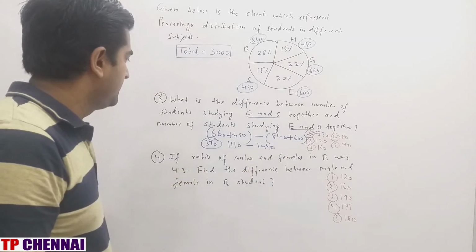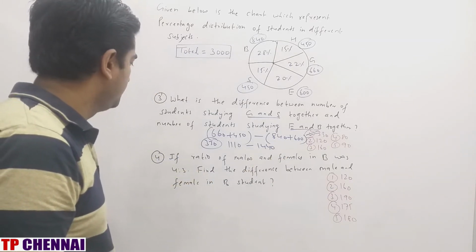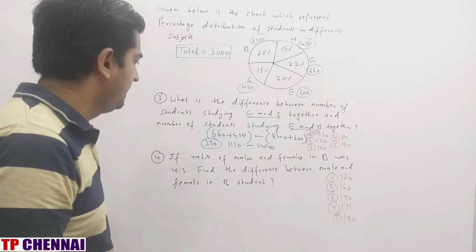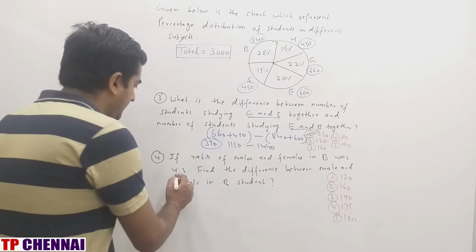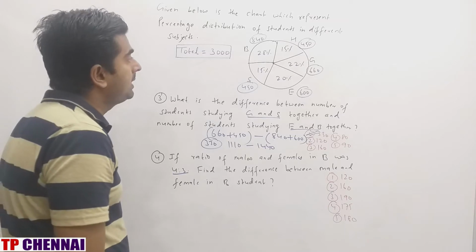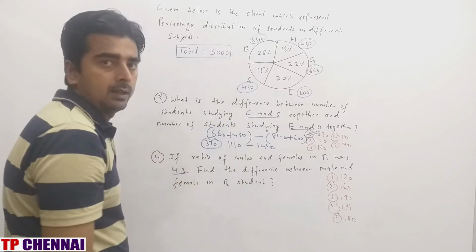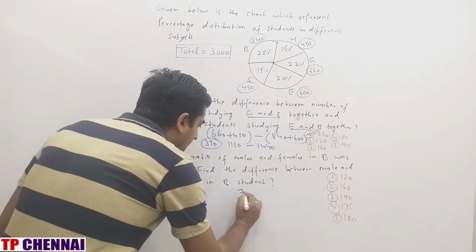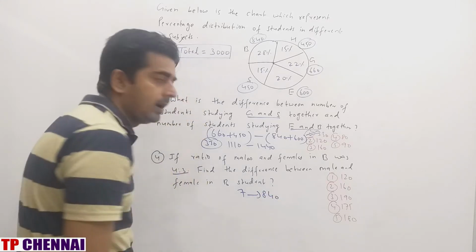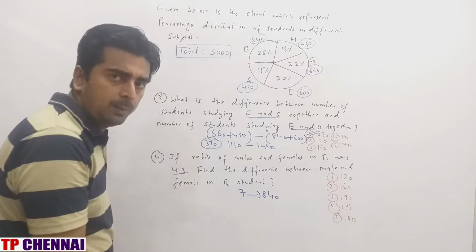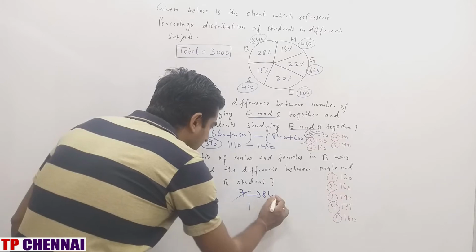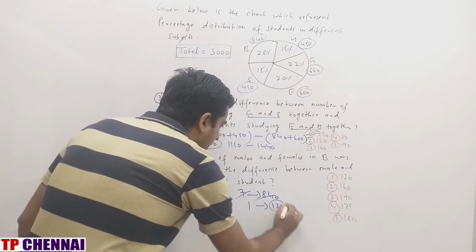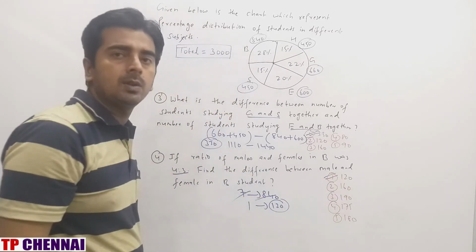Fourth one: if the ratio of male and female in B was 4:3, find the difference between the male and female in B students. So B, male and female in B. B, what is the value? 840. So total male plus female, 7 parts is 840. Now what are they asking? The difference. The difference is 1 part only, 4 minus 3. 1 part is nothing but how much? 120, which is nothing but the first option.